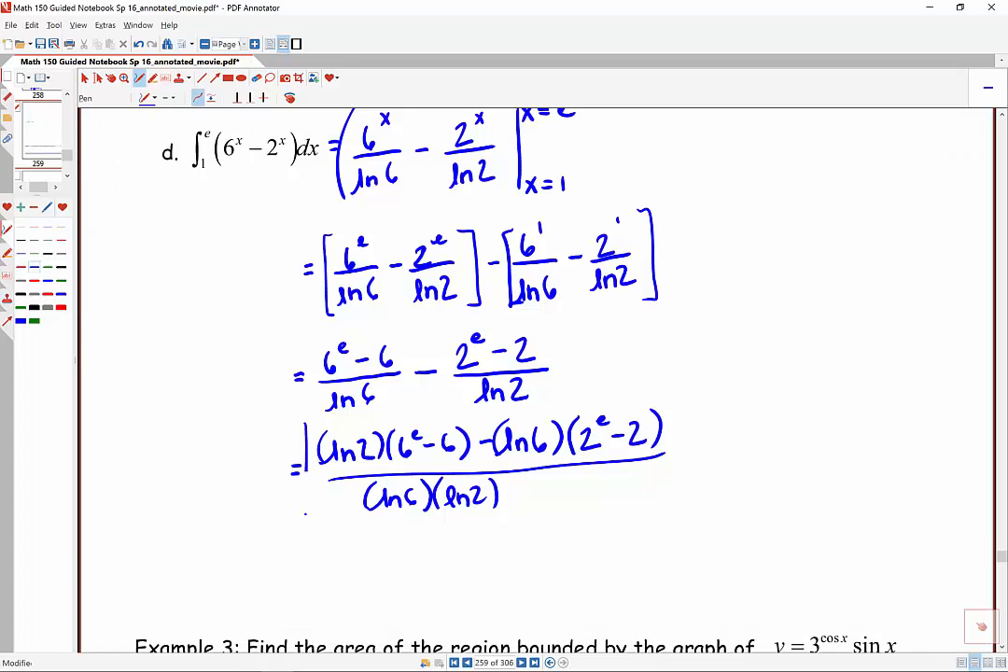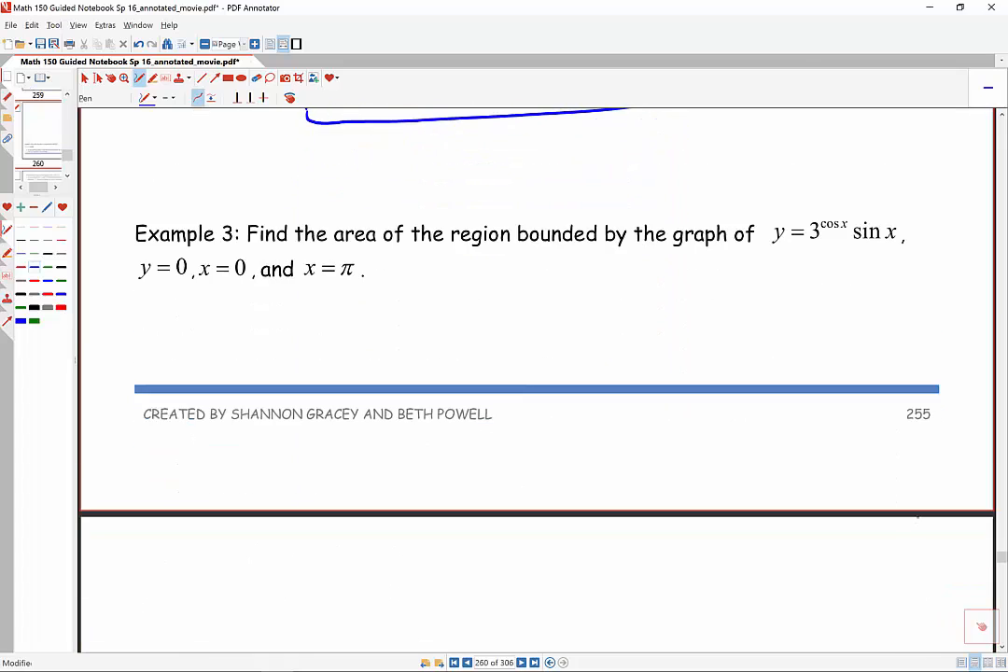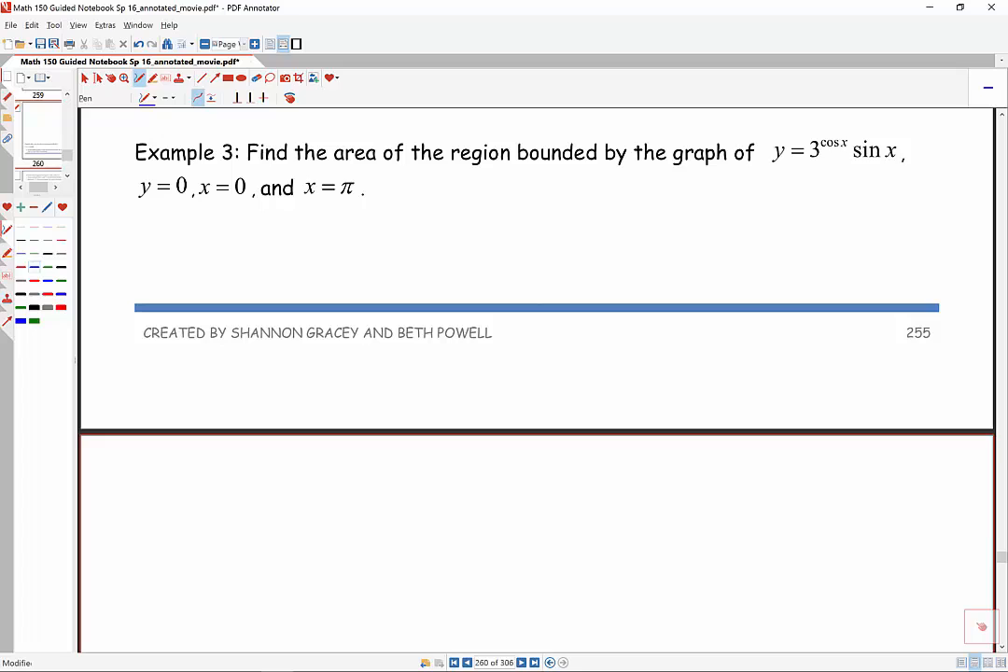All right. So now let's look at an application. We're going to find the area of the region bounded by the graph of y equals 3 raised to the cosine of x times sine of x, y is 0, x is 0, and x is pi. So let's check it out. Remember that our area, as long as you've got positive outputs, is going to be equivalent to the definite integral. So here you've got an exponential function that always has positive outputs, so we're good to go.